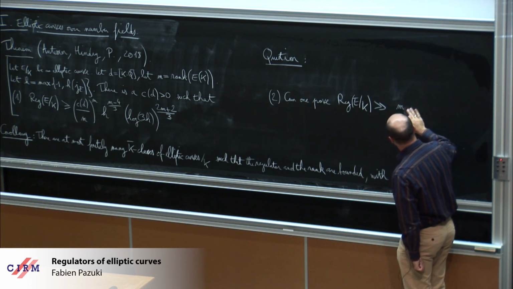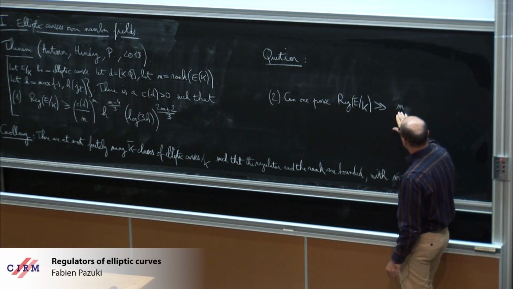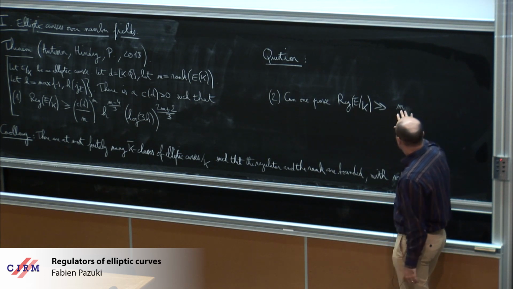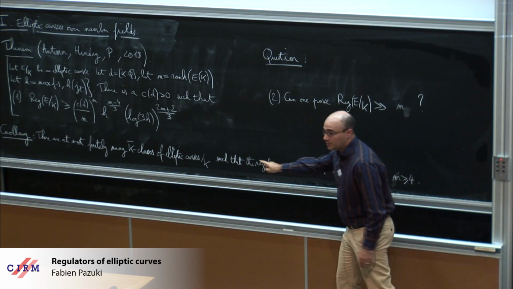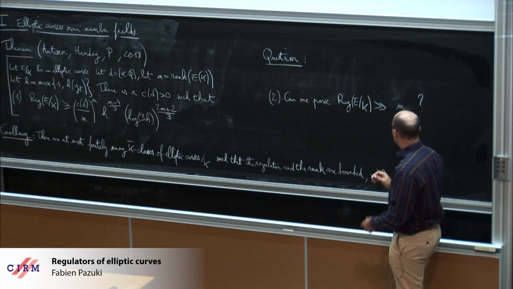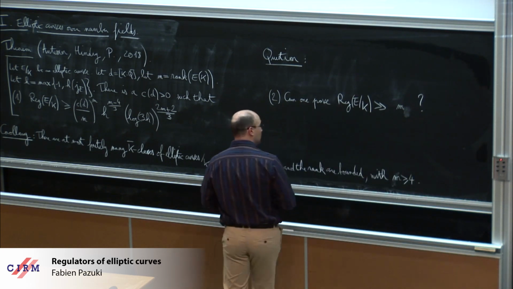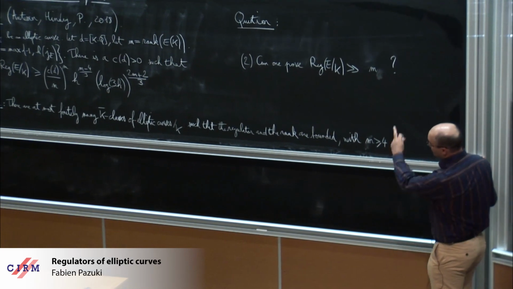The rank of the elliptic curve over K. So you can even allow any increasing function of the rank. You take log m, it will play the same role in this corollary, because it will just bound the rank from above as soon as the regulator is bounded from above. So that's a question. I don't know the answer, but I would be very interested in getting some information on this.